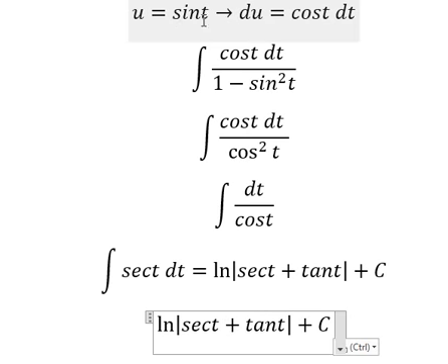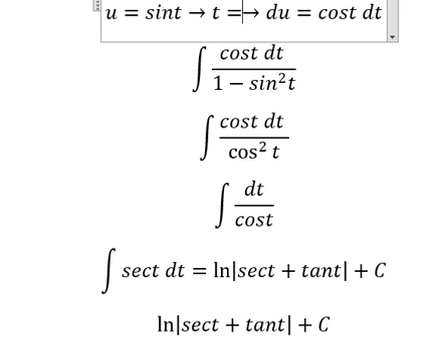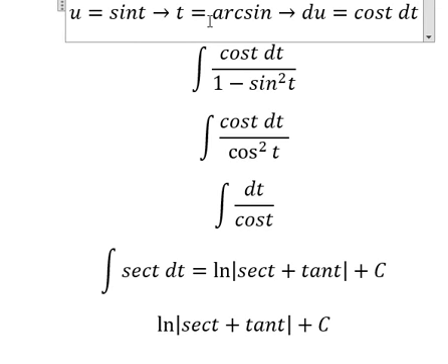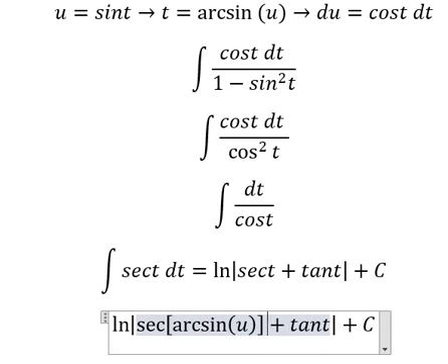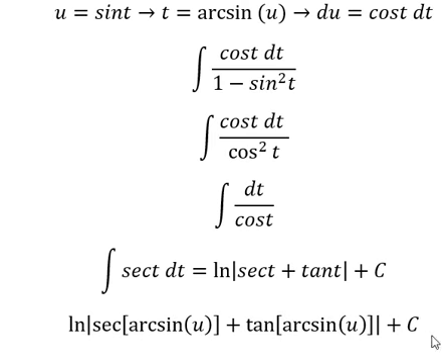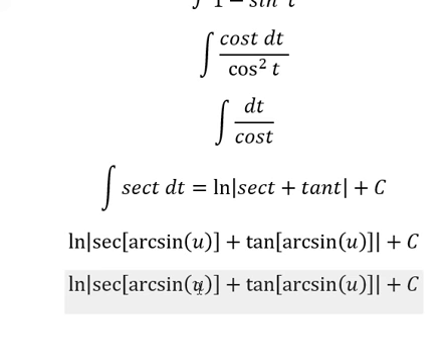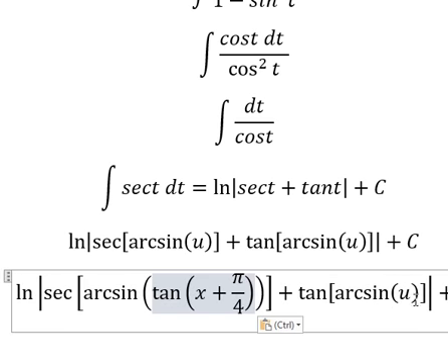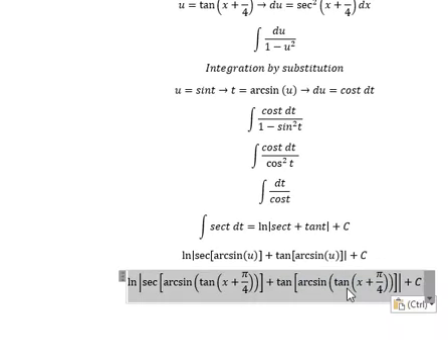About t, that is about this one. So we have t equal to arc sine of u. So we put this one to replace for t, and this one too. About u, that is about this one. And this is the answer for the question.